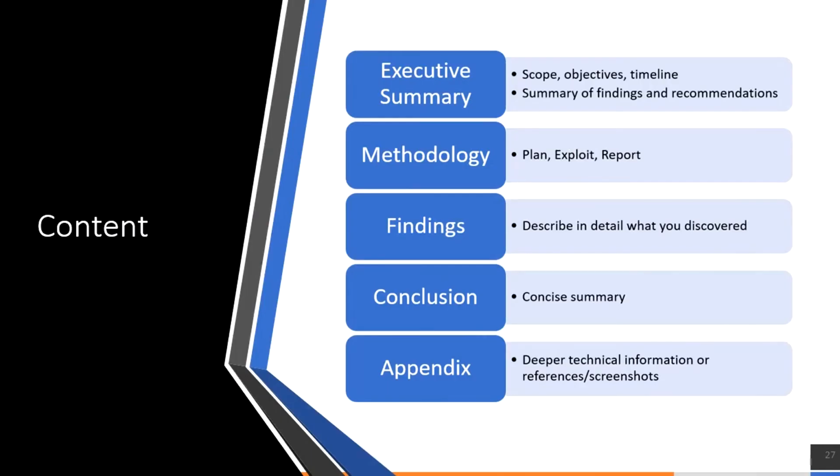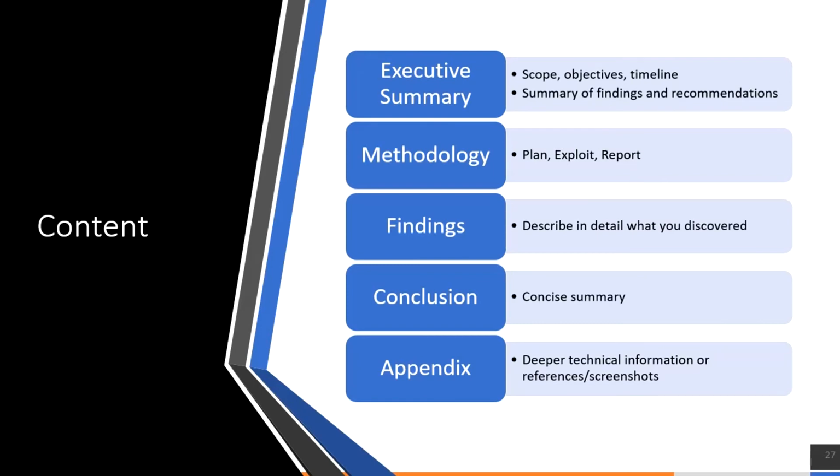Now let's examine the content we would include in our pen test report. Usually there is an executive summary. It has scope, objectives, timelines, summaries of our findings, recommendations. These are high-level details. We include our methodology. We would like to describe to our client what we did.